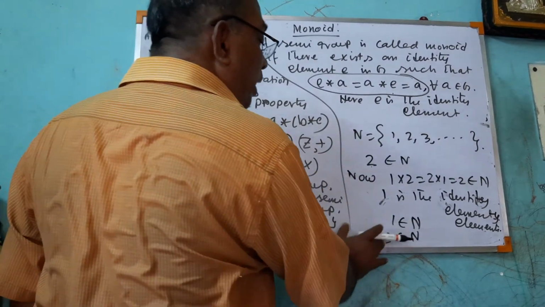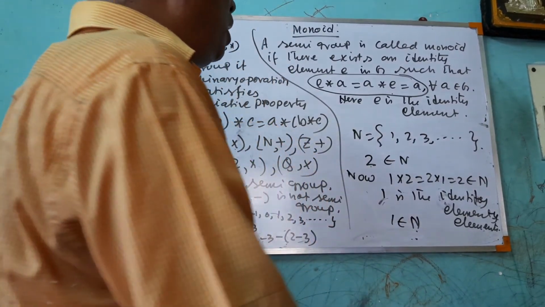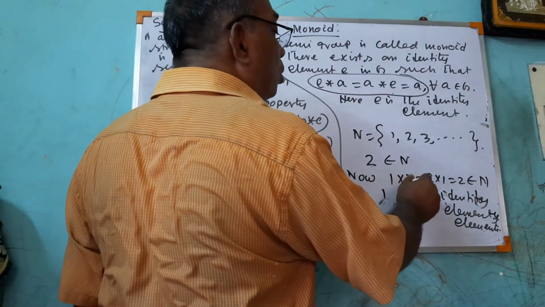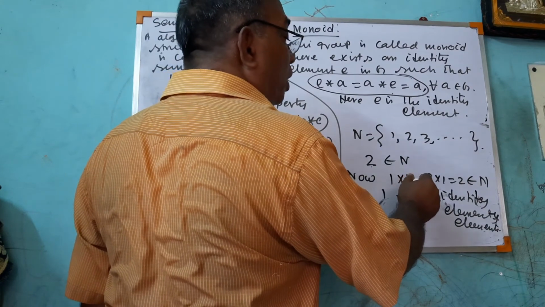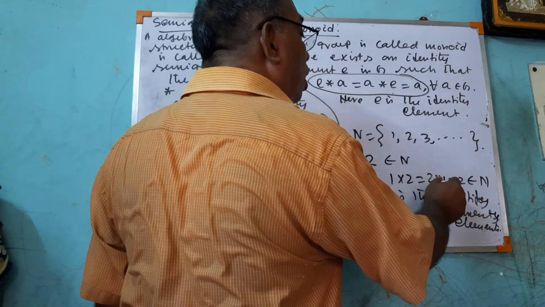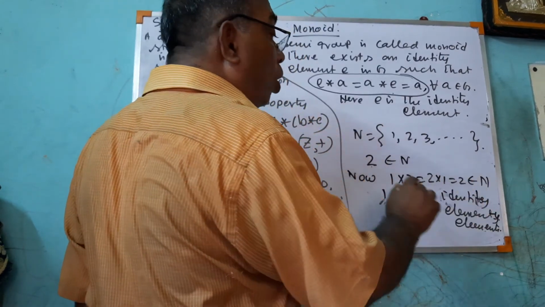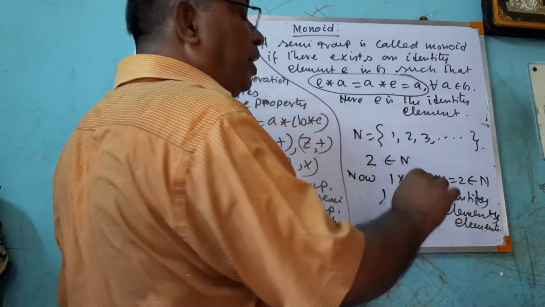Now can you say any other number is an identity element? Suppose 3. So 3 into 2, that is 2 into 3, but this will not be equal to 2. That is, 6 is not equal to 2. So we can't say 3 is the identity element.